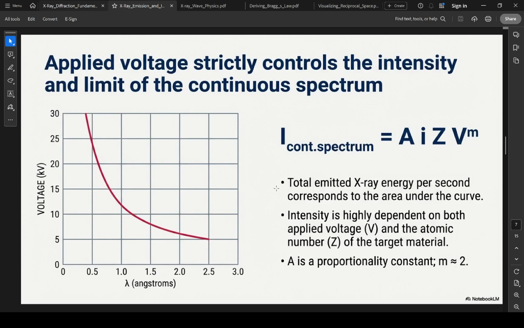The total emitted X-ray energy per second corresponds to the area under the curve. So you will have a curve here, and if you integrate the area, you will be able to get the total X-ray energy per second. And you can see here the intensity is dependent on your applied voltage, your atomic number, as well as your beam current, the current of incident electrons.